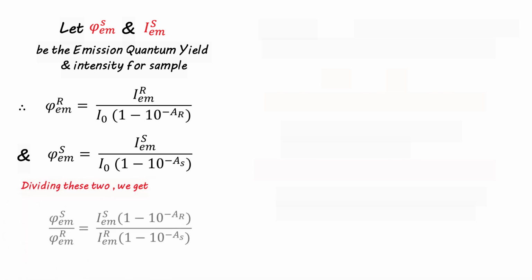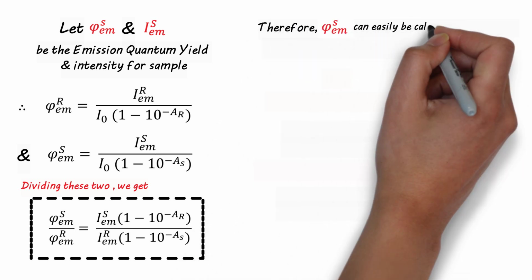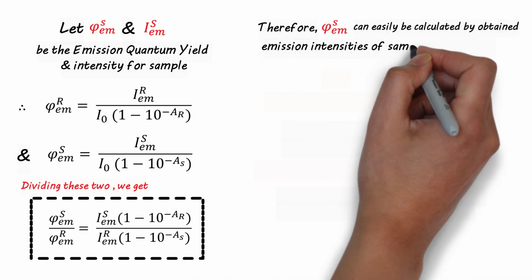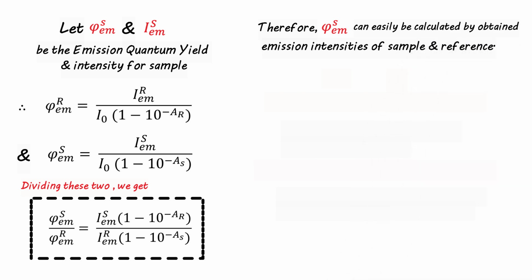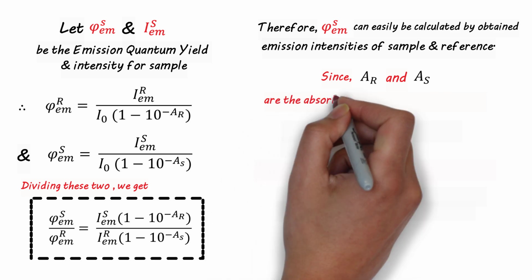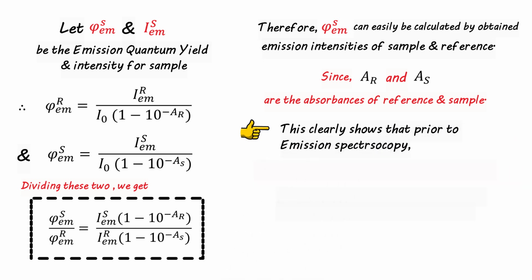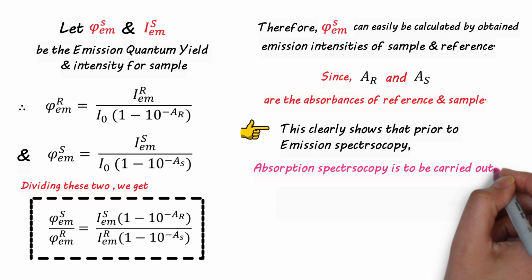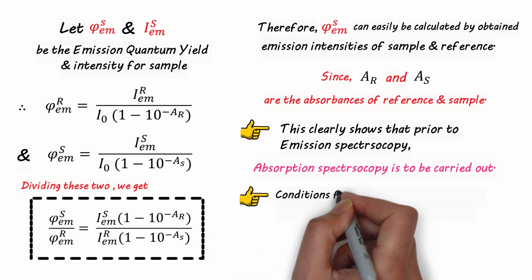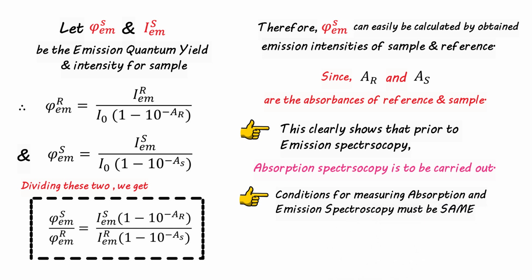Dividing these two expressions, we get phi-EM-S by phi-EM-R equal to IEM-S into 1 minus 10 to the power minus AR, divided by IEM-R into 1 minus 10 to the power minus AS. This is the expression used to easily calculate phi-EM-S by obtaining the emission intensities of sample and reference. Since AR and AS are the absorbances of reference and sample respectively, this clearly shows that prior to emission spectroscopy, absorption spectroscopy is to be carried out. The point to be noted here is that the conditions for measuring the absorption spectroscopy and the emission spectroscopy of reference and sample must be the same.